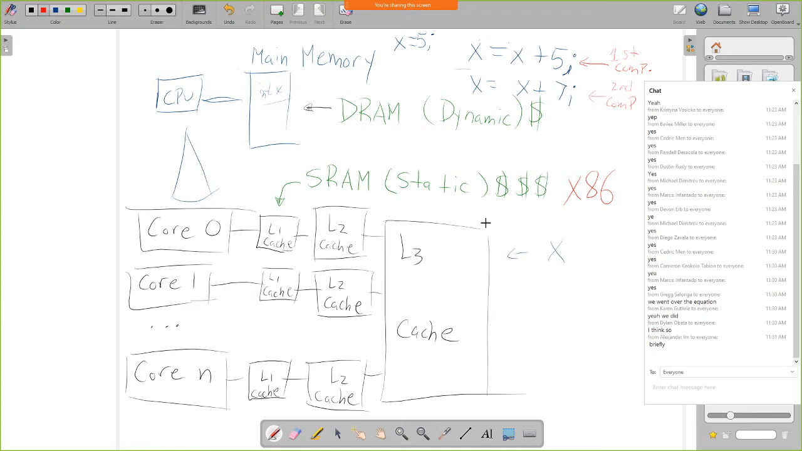Once you get a miss on the L3 cache, that's when we start to have a lot of overhead. We have to go all the way to main memory, retrieve the variable, and then store it in the cache.